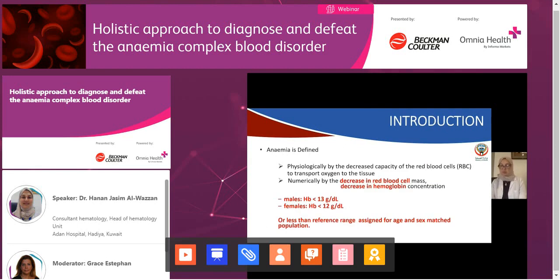Before going to more diagnostic tests, we'd like to define anemia. Anemia is defined physiologically by the decreased capacity of the red cells to transport oxygen. Numerically, this is the reduction of the red cell mass or reduction in the hemoglobin concentration. For a male, it is less than 13 grams per deciliter, and for a female less than 12 grams per deciliter, according to the WHO. Or it is less than the reference range assigned for the age and sex matched group, if you are talking about children or any other group.